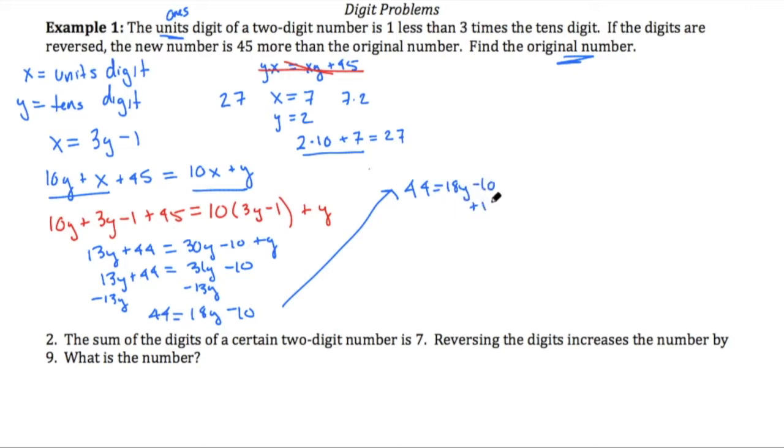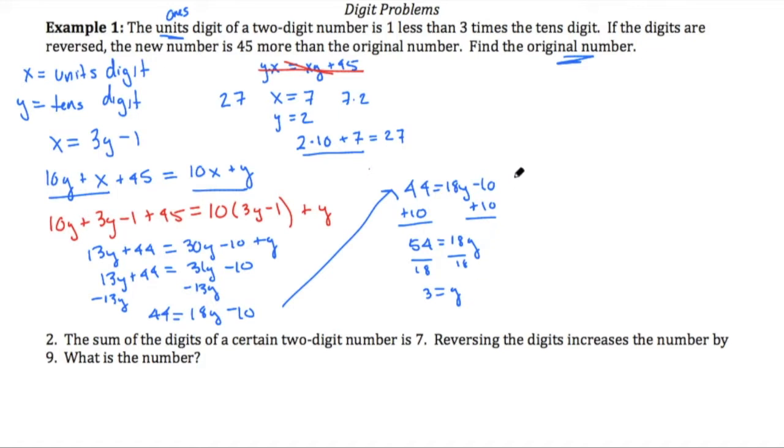I can add 10 to both sides. 54 equals 18y, and I can divide both sides by 18, and we get 3 is equal to y. So what does that mean? That means the tens digit is 3.